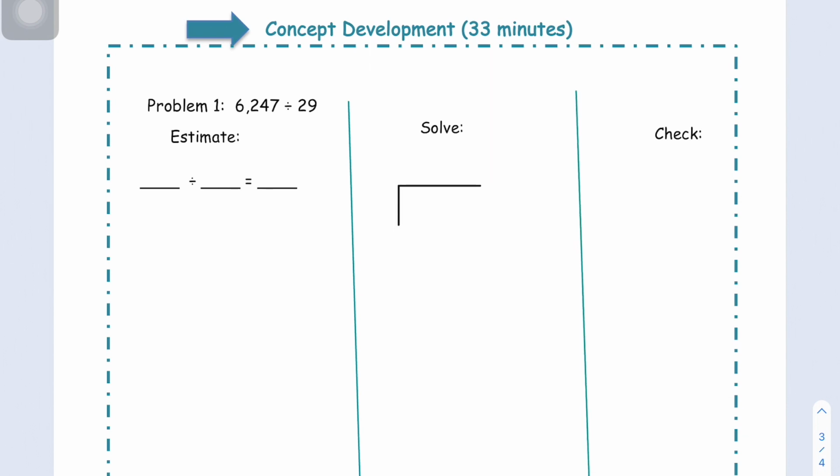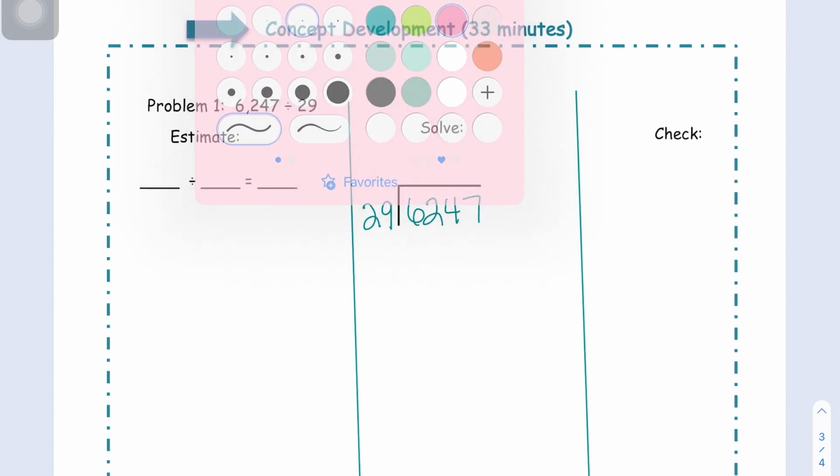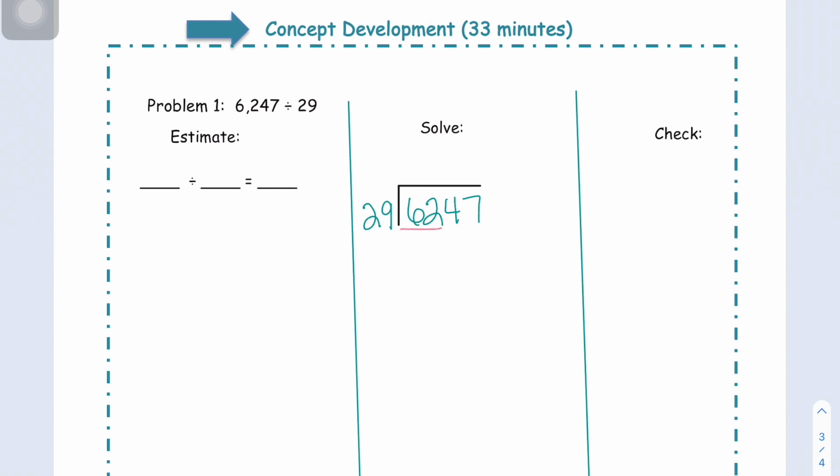So let's start by drawing our lines and writing the problem, 6,247 divided by 29. I'm going to start by putting a box around 62.